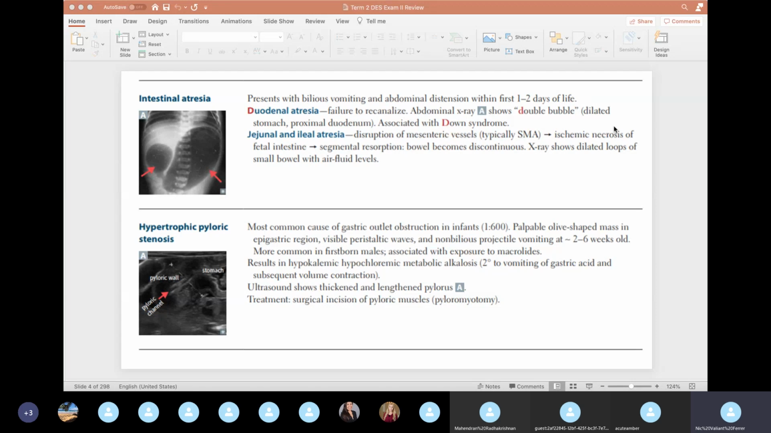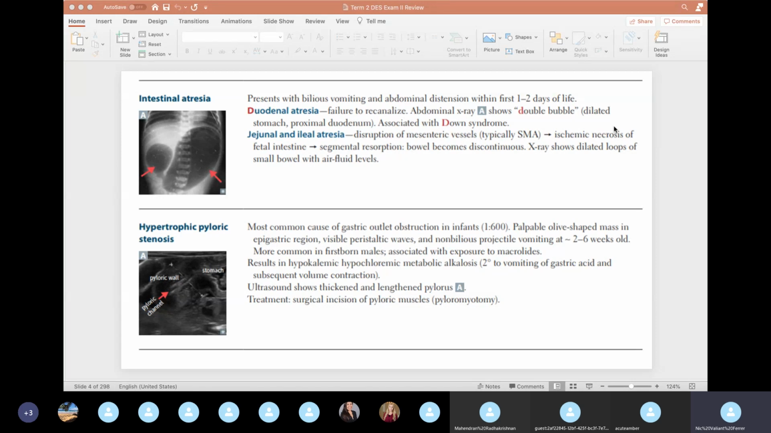Hypertrophic pyloric stenosis. Hypertrophic, the muscle is big, getting bigger. Pyloric stenosis, stenosis meaning the lumen is smaller, right? So this is the most common cause of what? Gastric outlet obstruction in infants. What can we see in the baby? For hypertrophic pyloric stenosis, palpable olive-shaped mass in the epigastric region. So when you palpate, you can feel an olive-shaped mass.